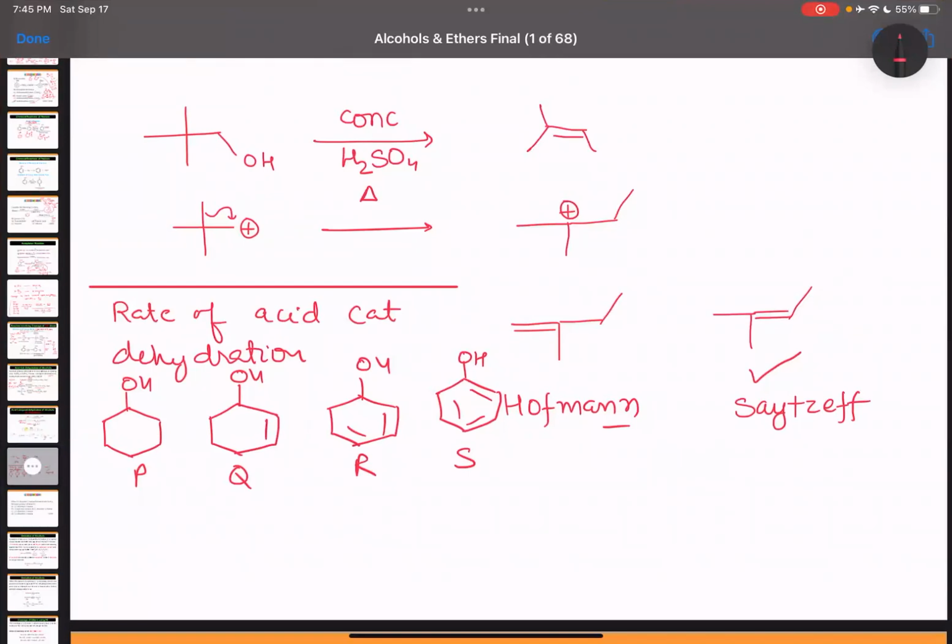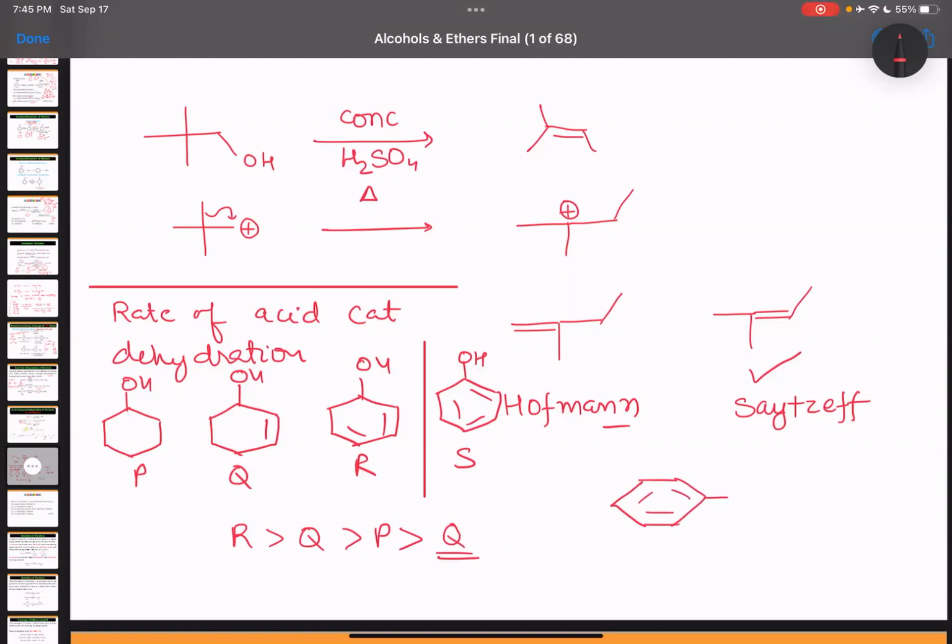So S, R, Q, and P. Whatever you thought is correct, except one thing. R, Q, P is correct, but S will not undergo dehydration. Why? What's the reason?